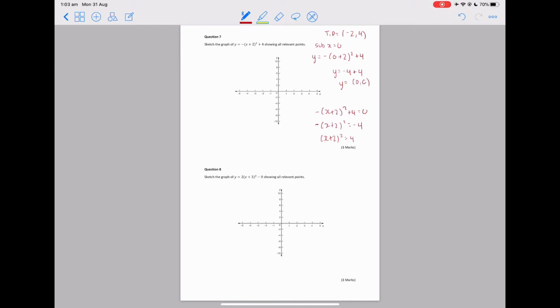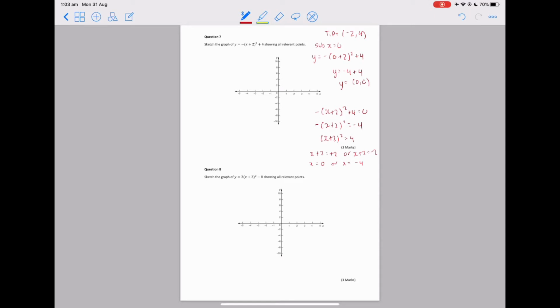Now that I've got two positive terms on each side, I'll take the square root to solve for x. So therefore, it'll be x plus 2 is equal to positive 2, or x plus 2 is equal to -2, because the square root of 4 could either be positive 2 or -2. And move the 2 to the other side. So x is equal to 0, or x is going to be equal to -4, okay?